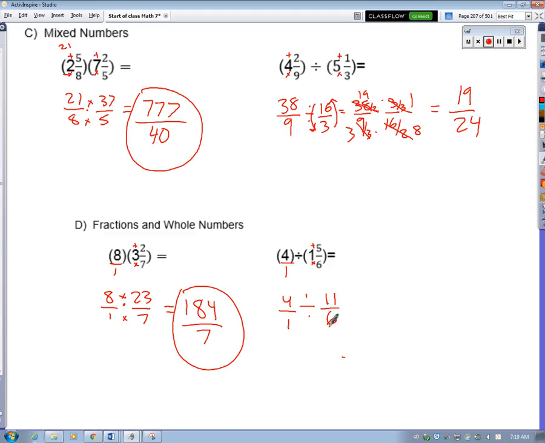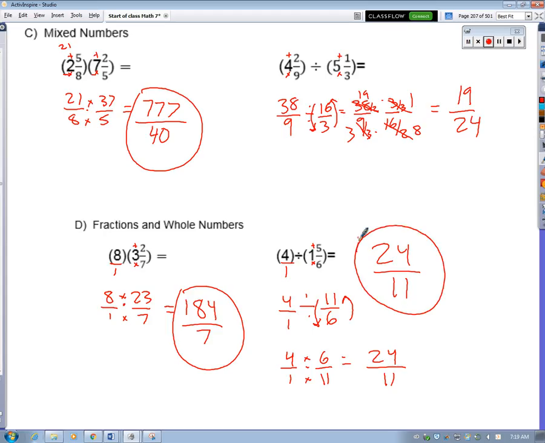Okay, now let's make this multiplication. I'm going to flip my second fraction upside down, and that becomes 4 over 1 times 6 over 11. All right. Now I'm going to go ahead and multiply across the top, multiply across the bottom. So 4 times 6 equals 24, and 1 times 11 equals 11. So my final answer is 24 over 11. Can't reduce that down. It's as far as it goes.